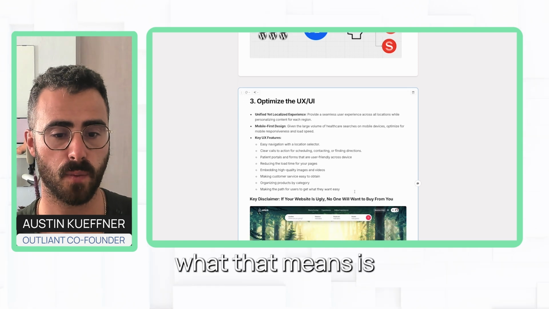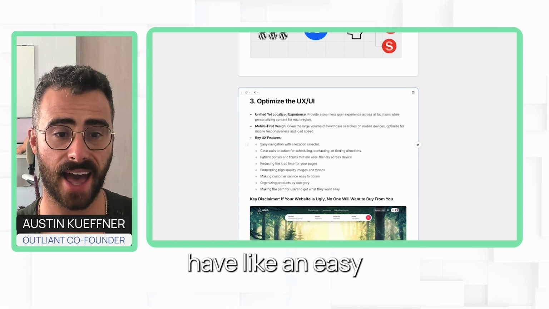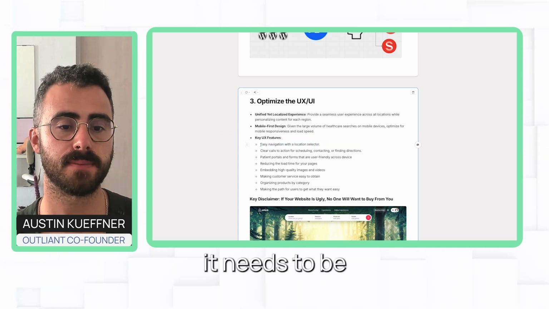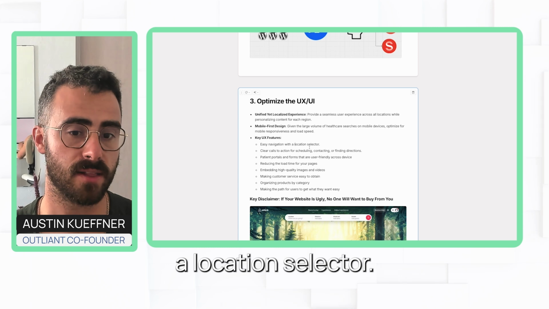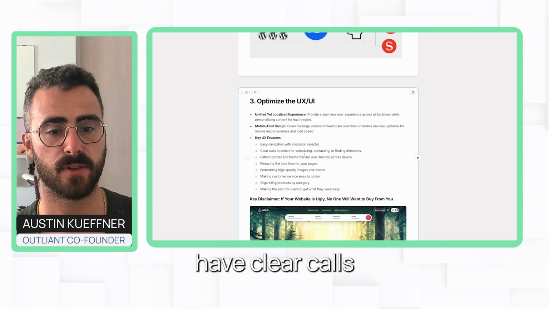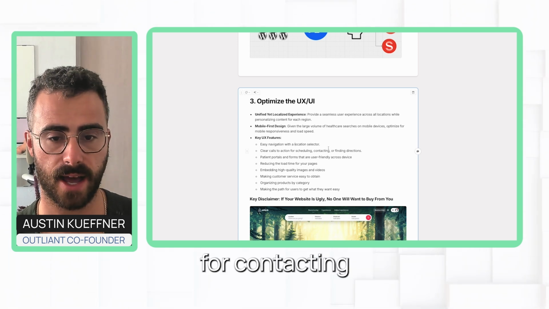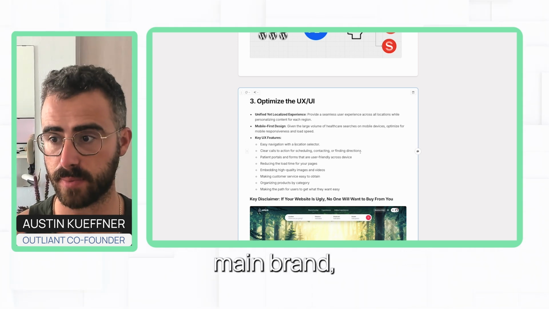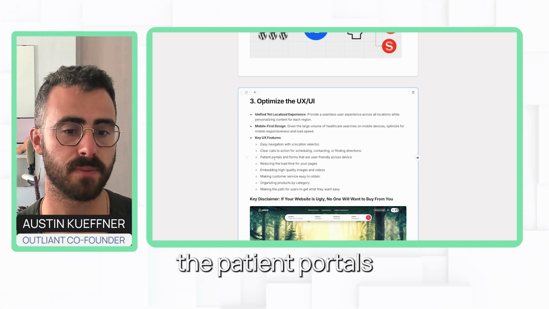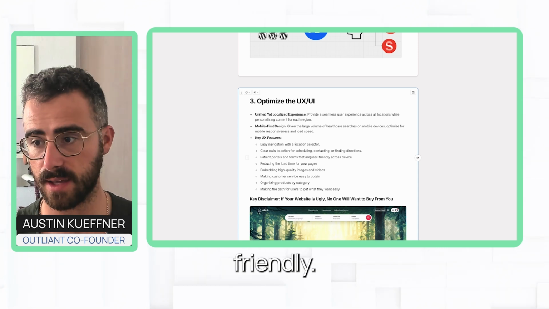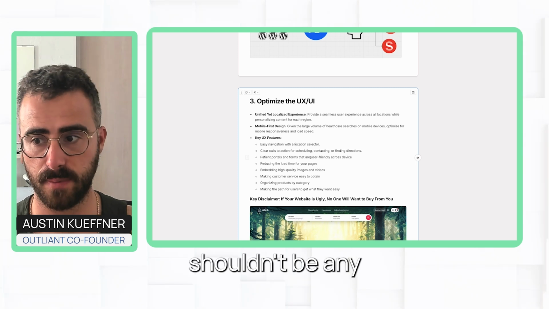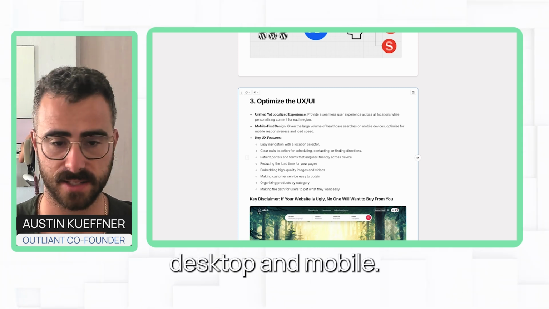Essentially, what that means is it needs to be easy to navigate and have a location selector so that you can easily find the right location for you. You need to have clear calls to action for contacting or finding directions, not only for the main brand, but for each of the locations. The patient portals and forms need to be user-friendly, make sure that they work on iPhone as well as desktop, right? There shouldn't be any sort of UX, UI issues between desktop and mobile.